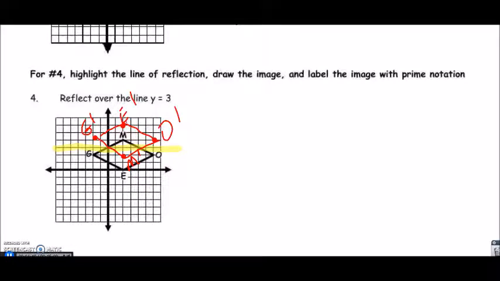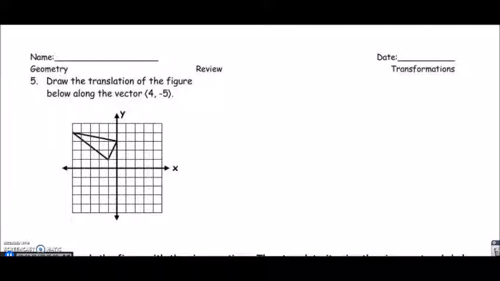All right, going to the next page. Number 5, draw the translation of the figure below along the vector 4, -5. Remember the number at the front is going to tell you left or right. It is positive, so you're going to go right 4.